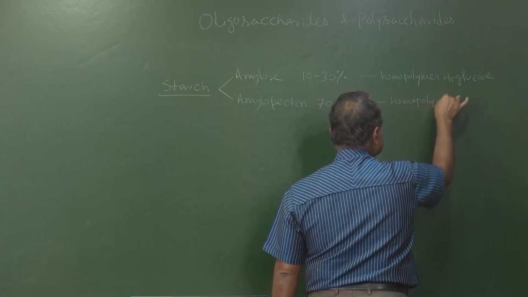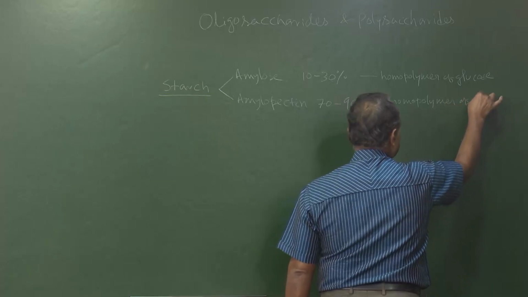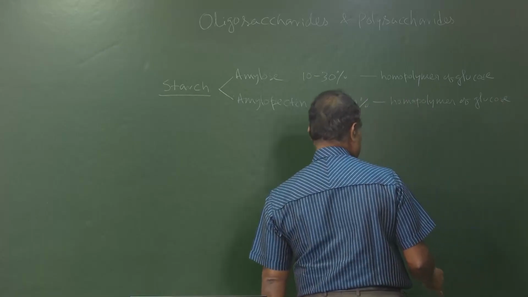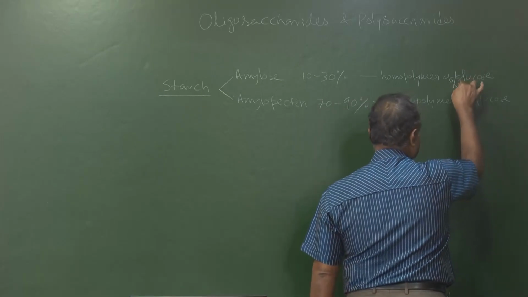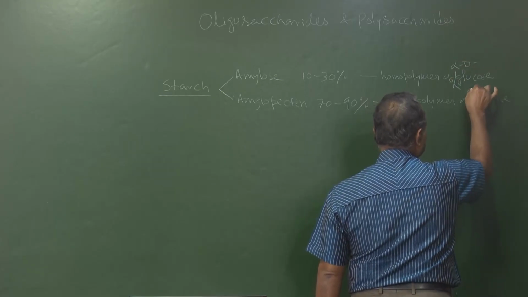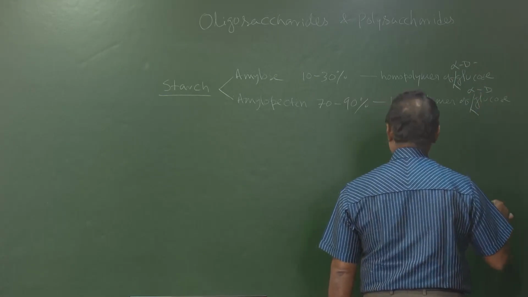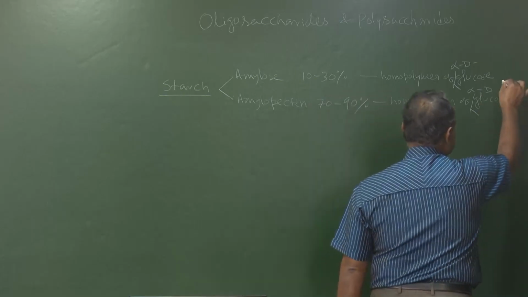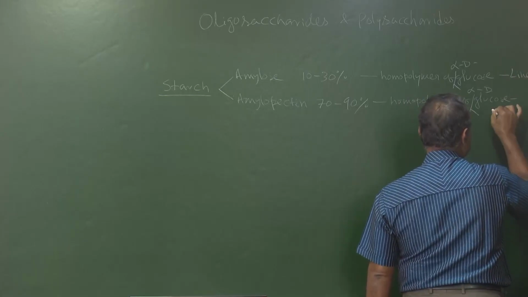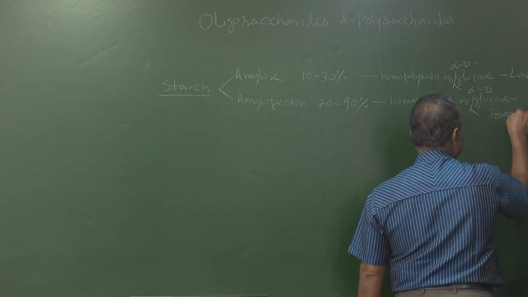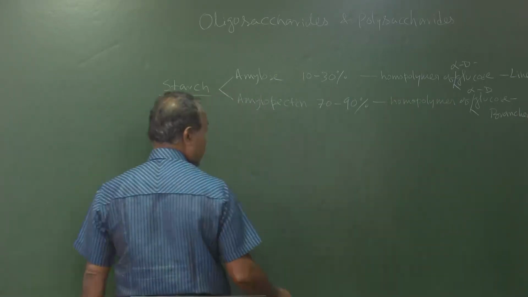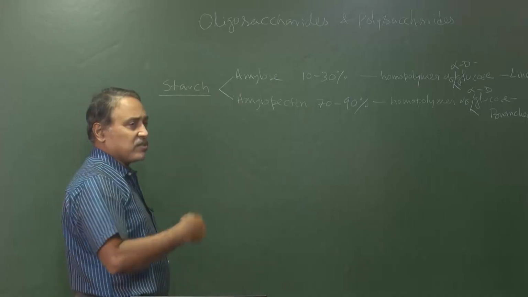Then where is the difference? Here it is alpha D glucose, and here also alpha D glucose. But the difference is that this is linear and this is branched. That is linear and this is branched.